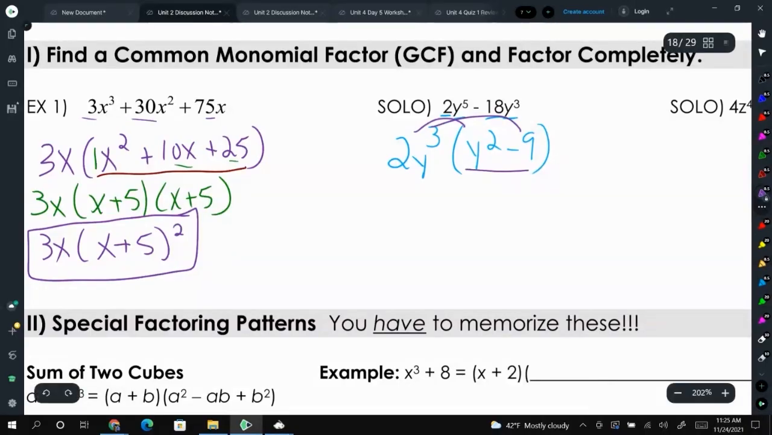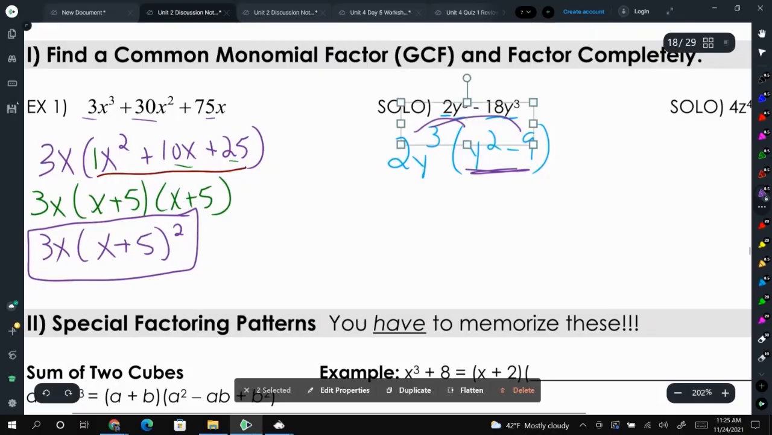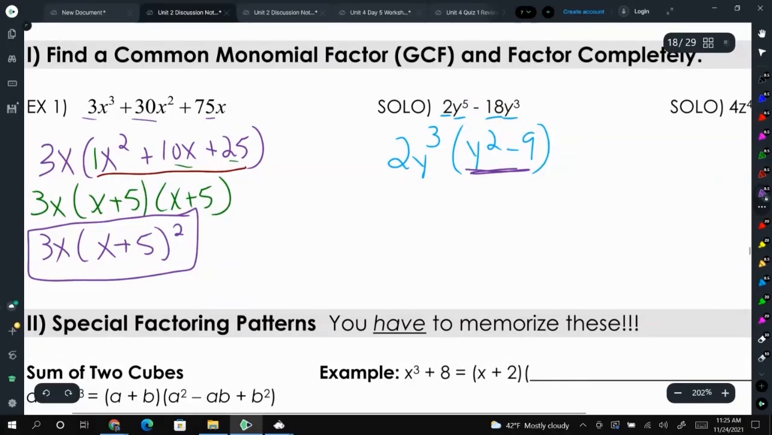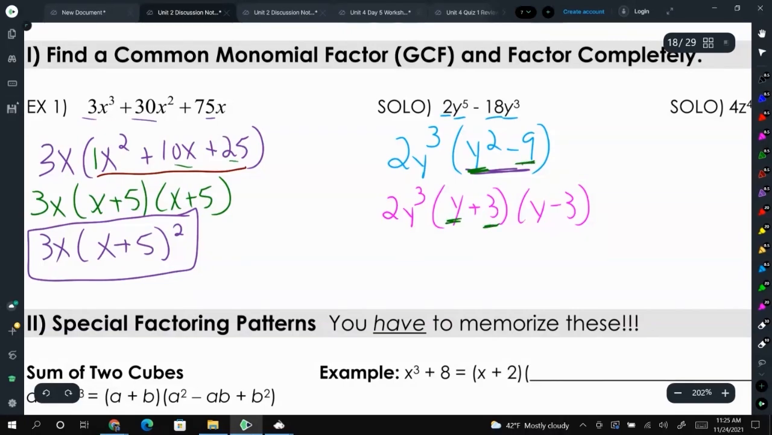So we're not done yet, because this is a difference of two squares, where we can write that as y plus 3 and y minus 3, because the square root of y squared is y, and the square root of 9 is 3. So difference of two squares is something that we are still going to be using quite frequently in this lesson.